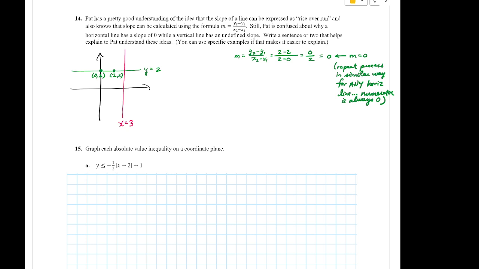Now, if we look at the vertical line, one of the points on this one is like 3, 0. And then another point would be like 3, 1. Okay, so if I wanted to calculate this slope, well, it's y2 minus y1 over x2 minus x1. And the y's are different now, like 1 and 0. The x's are the same. So this turns into 1 divided by 0.